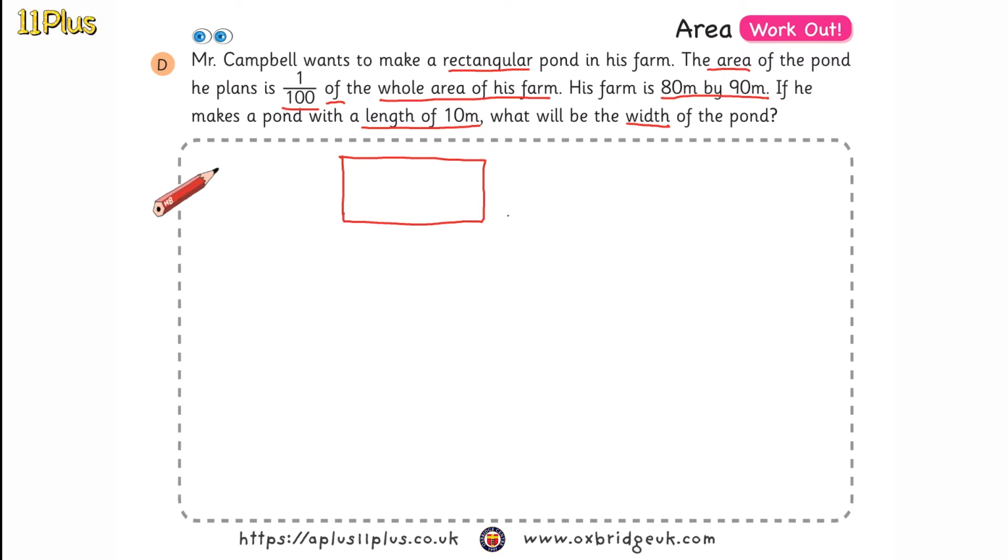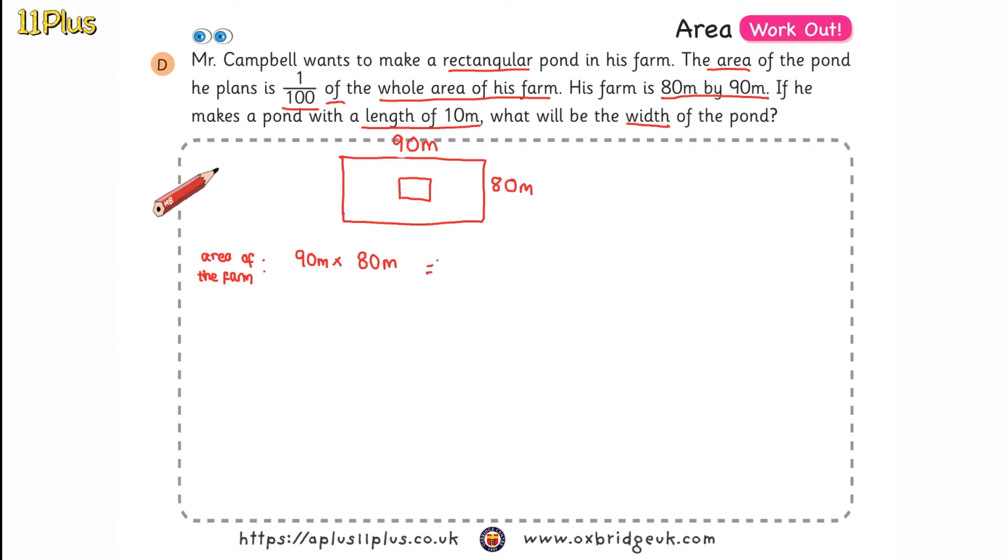Imagine this is his farm and it's 80 meters by 90 meters. He wants to put a pond in the farm and we know it's going to be 1/100th of the whole area of his farm. The first thing we're going to have to do is calculate the area of this farm. We need to do 90 meters multiplied by 80 meters. This is to find the area of the farm.